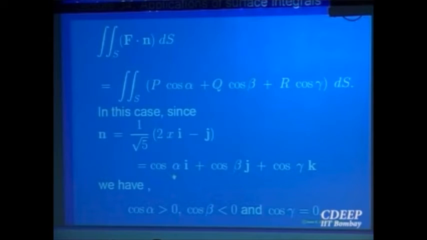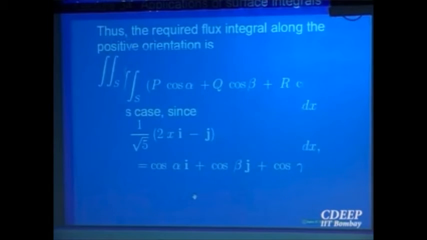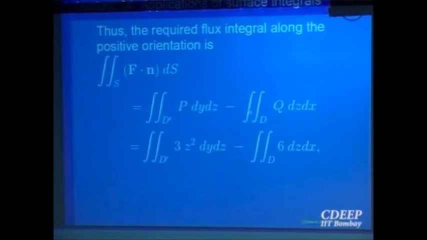So write it as direction cosines. So cos alpha i plus cos beta j plus cos gamma k, right? So what you see, cos alpha is greater than 0, cos beta is negative, and cos gamma, the angle gamma is pi by 2, so that doesn't matter at all. So that means for the second integral, when you want to compute, you have to put a negative sign in front of it to compute it, right? For this one, a negative sign will come. So that gives me f dot n is minus of that.